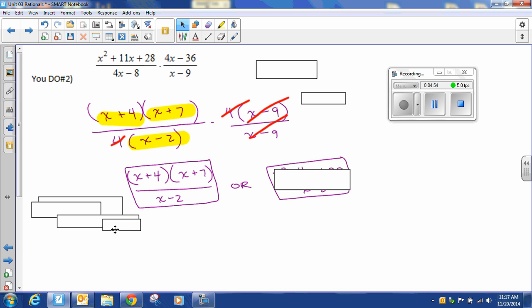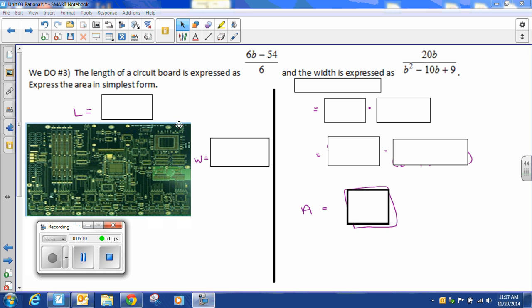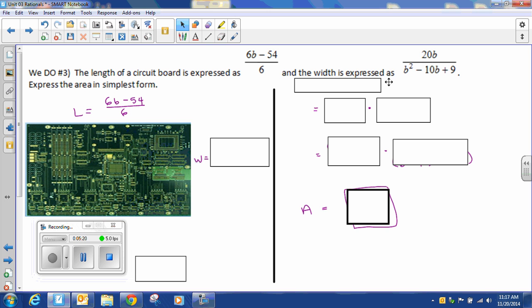That is our final answer. You can also express this by multiplying back together these two binomials, leaving the answer as x squared plus 11x plus 28 all over x minus 2. Number 3, the length of a circuit board, this rectangular circuit board, is expressed as 6b minus 54 over 6. And the width is expressed as 20b over b squared minus 10b plus 9. Express the area in simplest form.